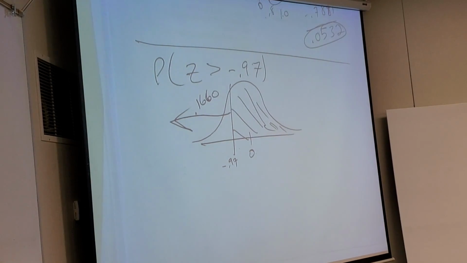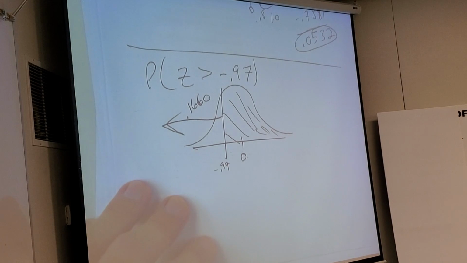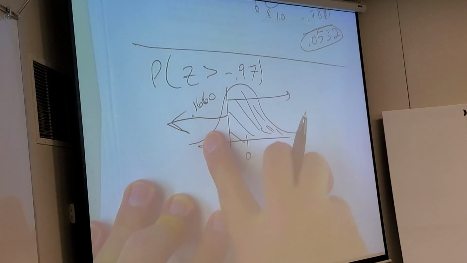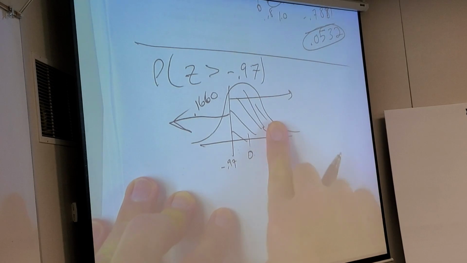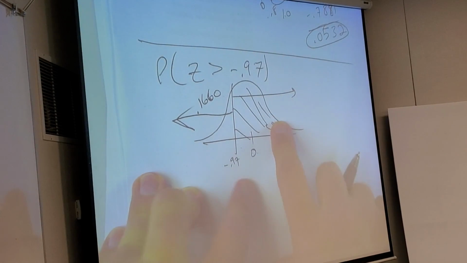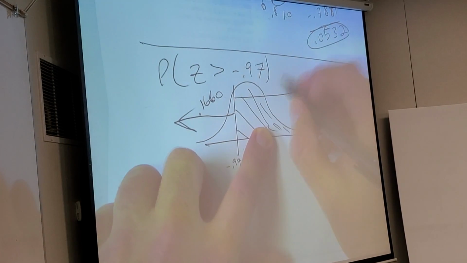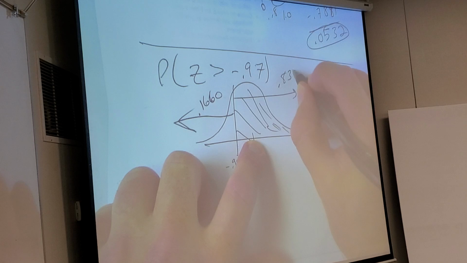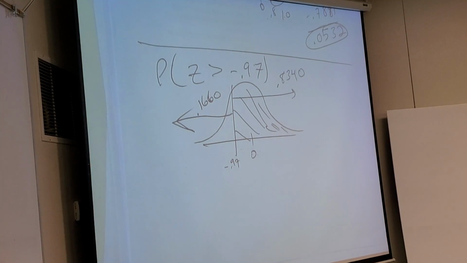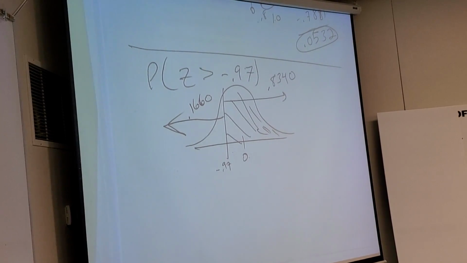What do I have to do as the human that realizes that's not the answer? 1 minus that. I need the other side. So if I know the probability of one chunk, I do 1 minus that to get the other chunk. What is 1 minus 0.1660? 0.8340. Sounds right. All right. I like it.